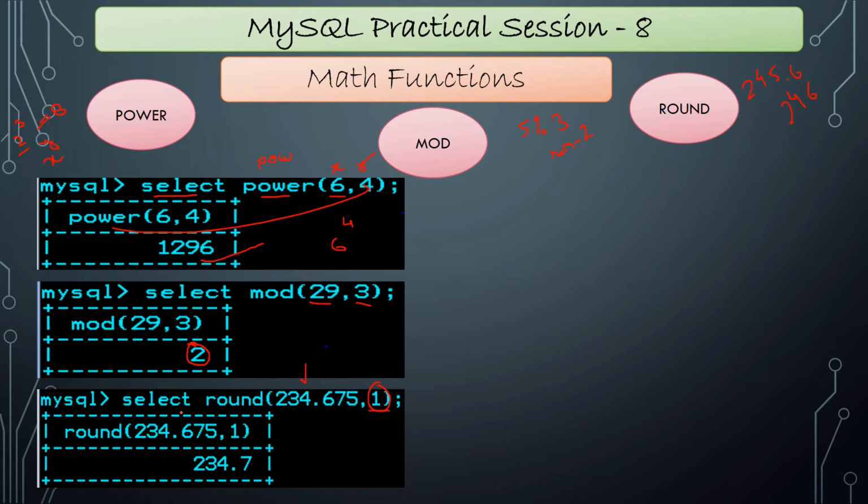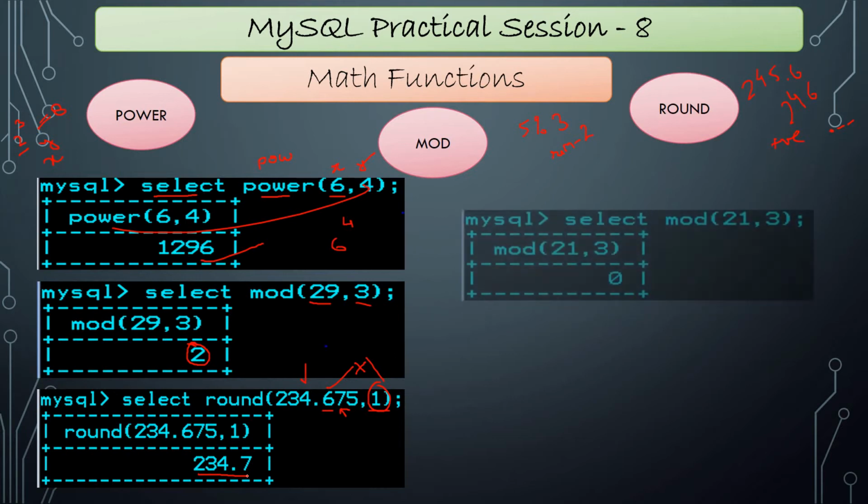Now I have written select round 234.675 comma 1. 1 means I want it to be rounded off to one value after the decimal, since it's a positive one. Okay, positive means after the decimal. So you can see here I need to round off to one value after the decimal. Here it is 7 and 7 is greater than 5. That means 6 will get plus 1. 6 will increase by 1. So our answer is 234.7. Now this is one example where I am giving a positive value.